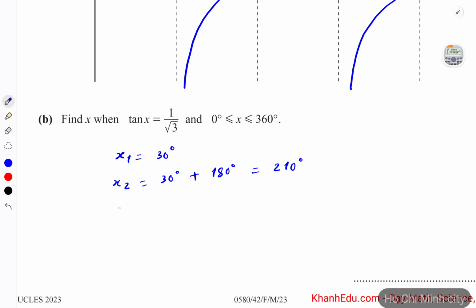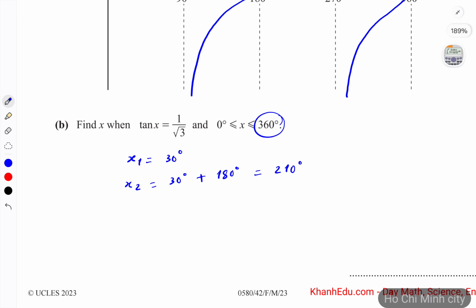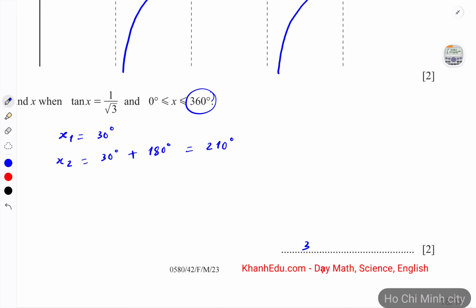Now let's try to add more. So x3 is going to be 210 plus 180. But because this one would exceed the maximum number, 360, x3 would not be considered a correct answer. All right, so we have two values, so that is x1 is 30 degrees and x2 is 210 degrees.